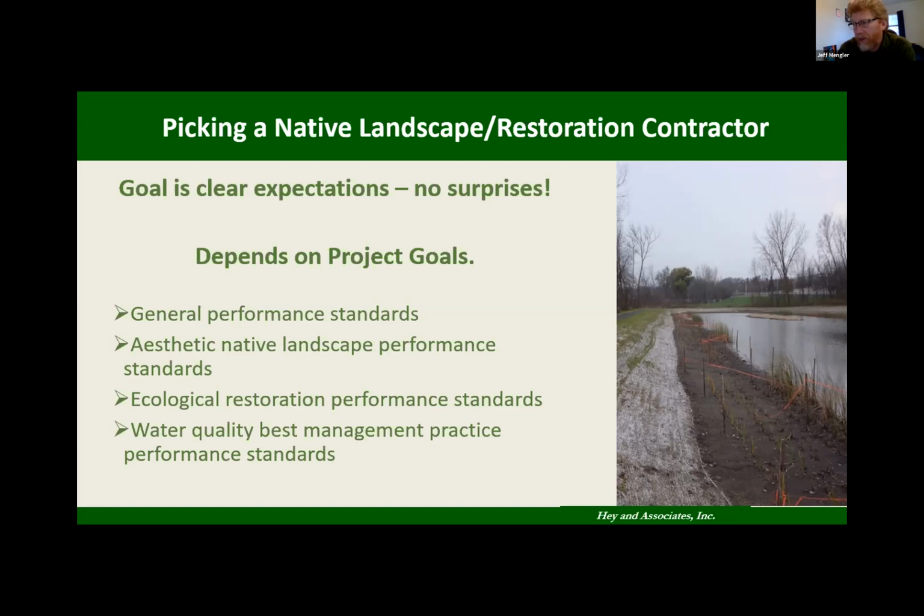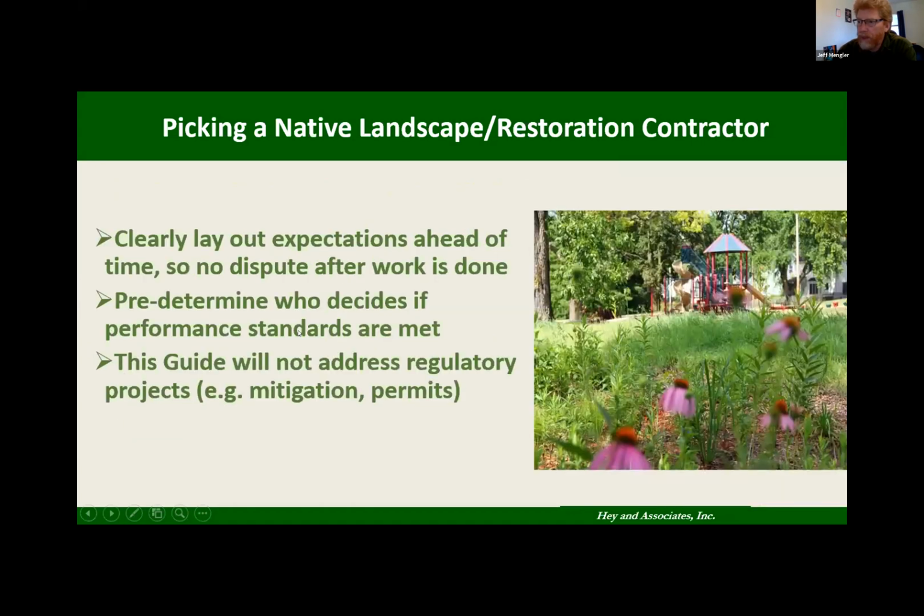And then these are all around stormwater basins that we've been talking about. So water quality can factor into that. If there's some water quality performance standards you want to achieve, if it's part of a treatment train, consider that too. You need to sort of eliminate the variables that will cause the project to fail and incorporate as much as you can to make sure that it succeeds. So let's clearly lay out those expectations so there's no dispute after the work is done. Predetermine who decides if the performance standards are met. It should hopefully be you and not the contractor making that decision.